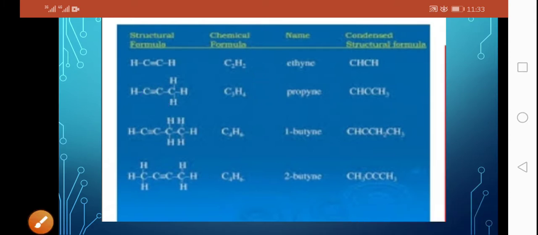Here the number 2 is propyne, and you can see the structure formula, in which the carbon to carbon triple bond is present, and the chemical formula is C3H4, and this is the condensed structure formula. Similarly, you can see the chemical formula, structure formula and name and condensed structure formulas of the further member of the alkyne series, which is butyne.